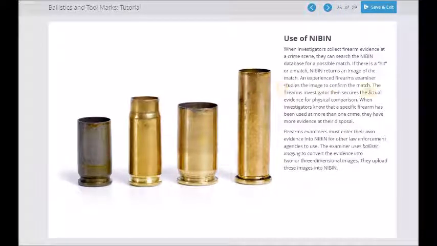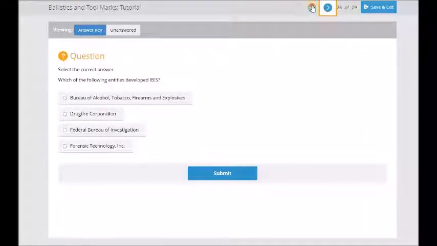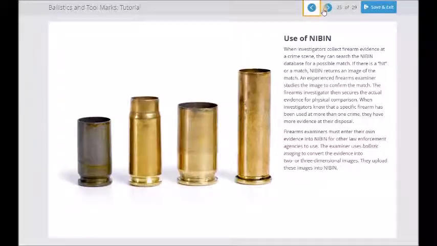And that's what this particular slide says. The firearms investigator then secures the actual evidence for physical comparison. When investigators know that a specific firearm has been used more than once, they have more evidence at their disposal. So they have to enter their data themselves, and you have to be trained in using the NIBN. But it's a great tool for investigators to have when it comes time to start examining ballistics. Okay, you got a free answer there.